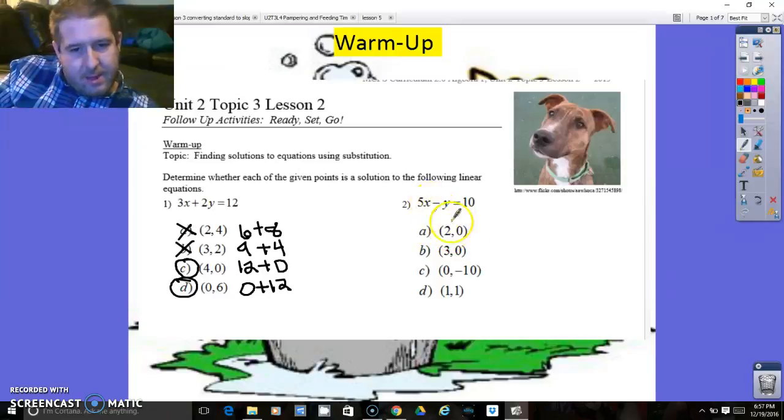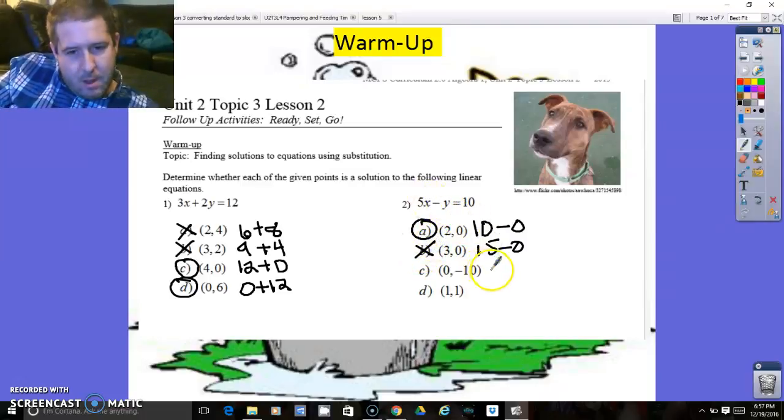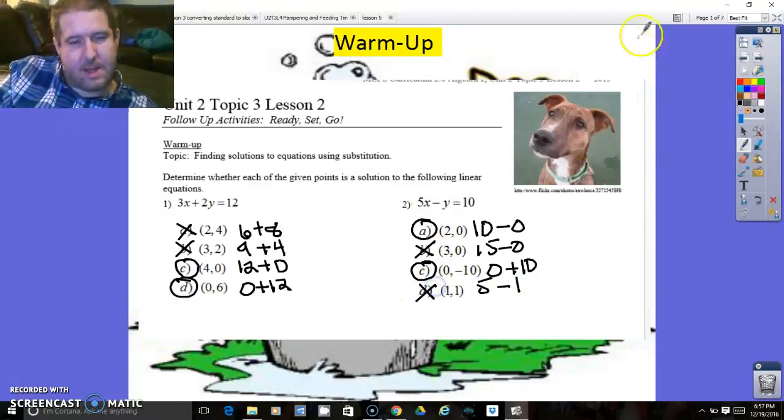Looks like we've got an x of 2, so that's 5 times 2 is 10, minus nothing is 10, so that's an answer. 15 minus nothing is not 10, so that's not an answer. 5 times 0 is 0, minus negative 10 is the same as plus 10, so that is an answer. And that's going to be 5 minus 1, which is 4, so that's not an answer.